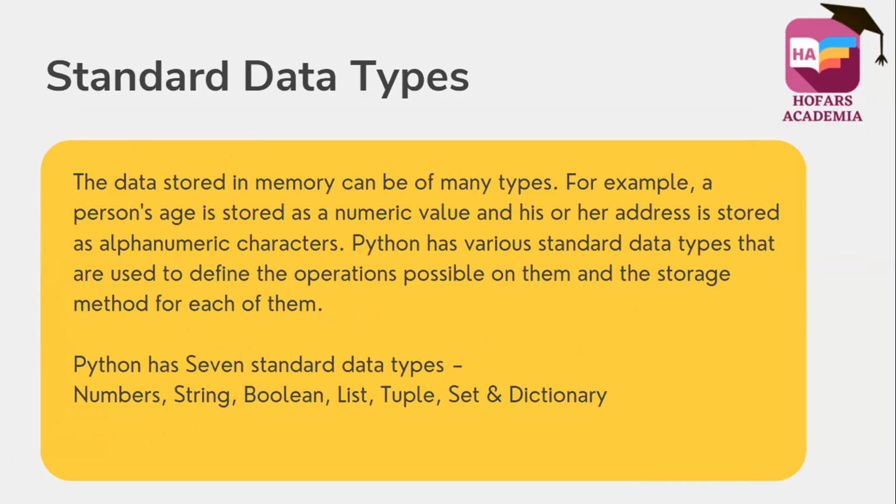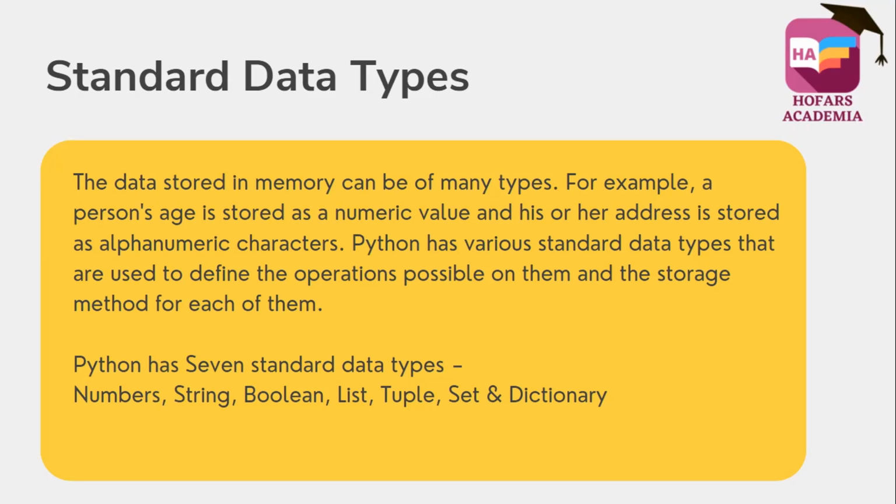So let me explain the standard data types. The data stored in the memory can be of many types. For example, a person's age is stored as a numeric. Obviously, when someone asks us age, we just tell them a number, 30, 20, 25, etc. We just don't say 20.5 or any other.